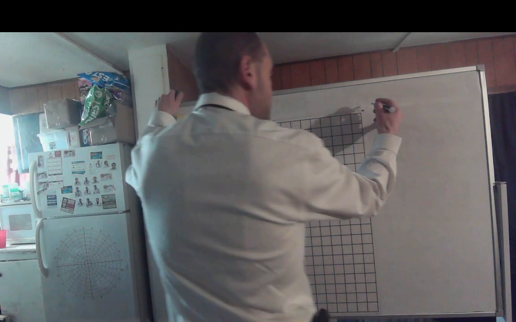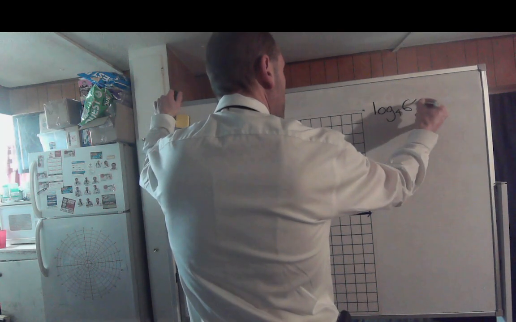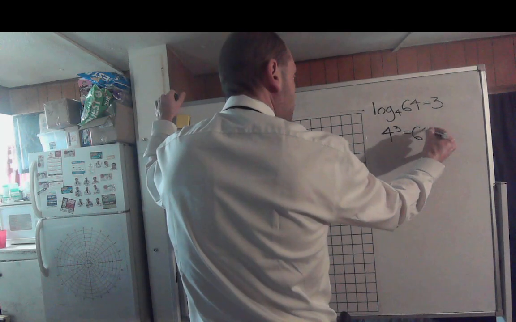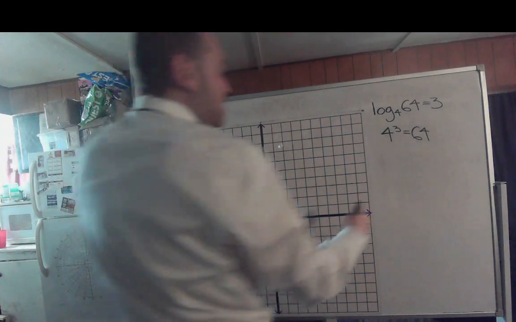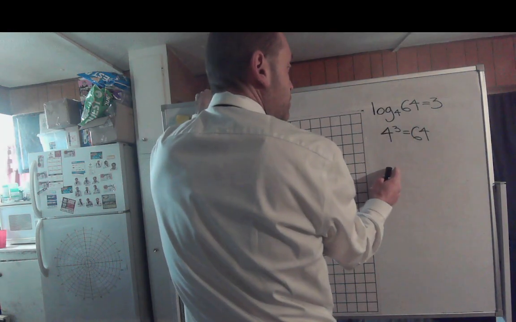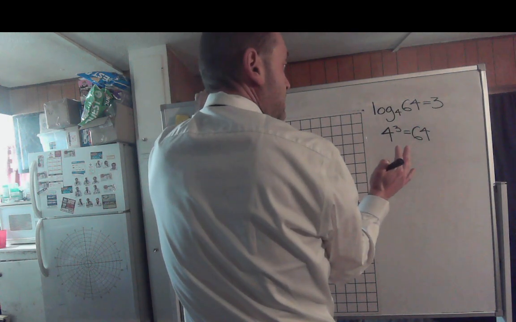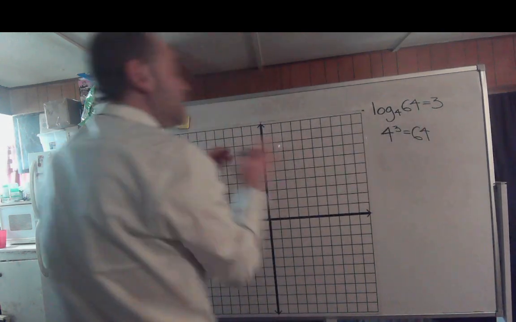Let's say you have log base 4 of 64 equals 3. This is the exact same thing as saying that 4 to the third equals 64. With any logarithm, you take the base, set it to the power of what's to the right of the equal sign, and that'll equal the big number. So this would be 4 to the third equals 64.